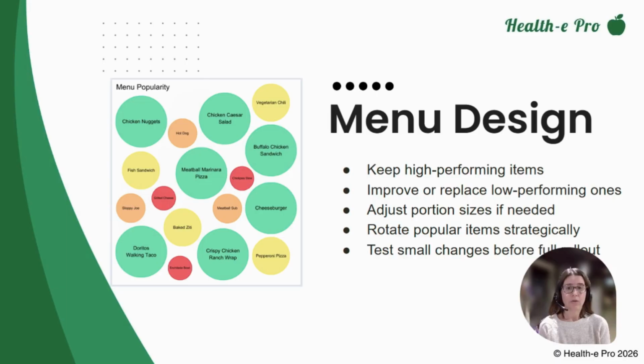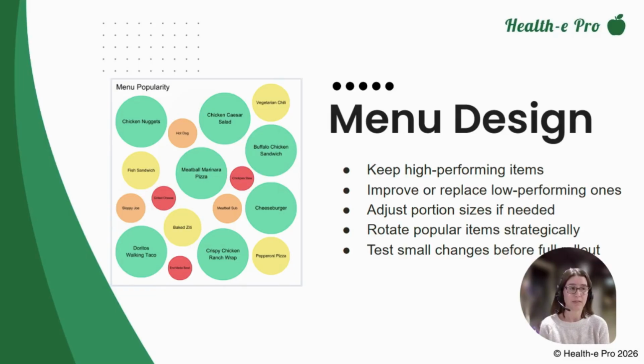And then if you are going to make changes to your menus, it would be recommended to test those changes before rolling them out to your entire district or to all of your menus. That just reduces the chance of finding out it's not the best change for your operations. But ultimately, you're looking at a lot of different things. You're looking at your student preferences, your costs, your nutrition standards, your operational efficiencies, and your staff workloads.